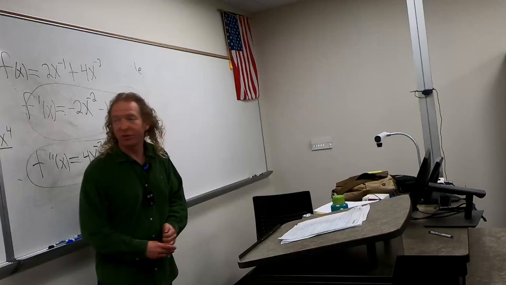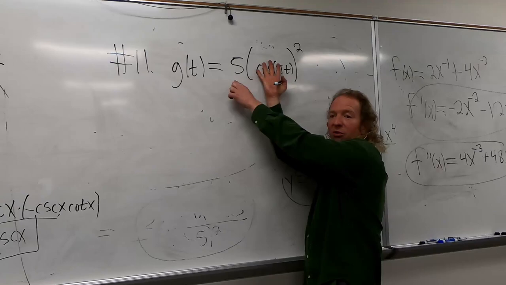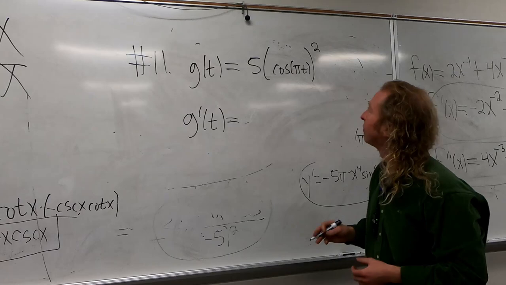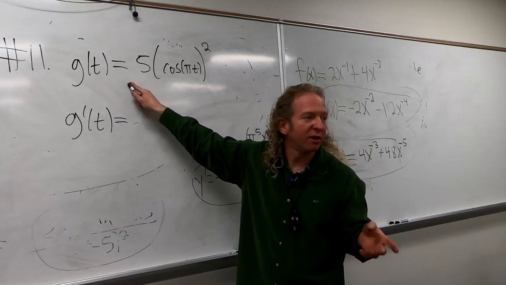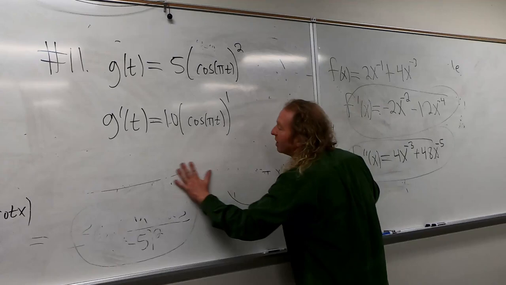Okay, wrong one. The 12 is almost identical. So you do have to use the chain rule here, right? So you have something to a power. So you basically take the derivative and bring the 2 down. So let's do it. g prime of t. So we'll put the 2 in the front. So we multiply, right? So 2 times 5. So it's 10. Yep, good. And then it will be cosine pi t, to the 1, right? Times the derivative of the inside.